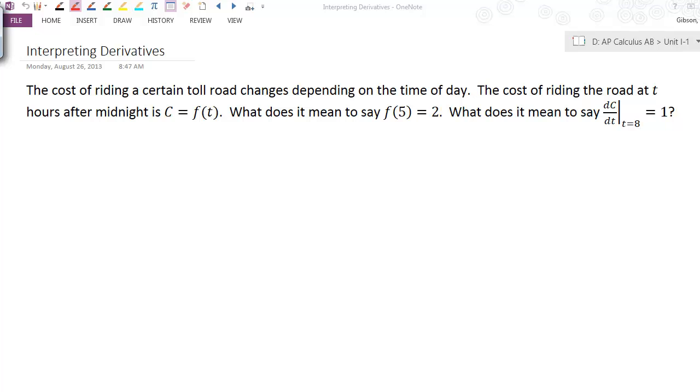is a function C equals f of t, where t is the number of hours after midnight. So 7 a.m. would be t equals 7, 1 p.m. would be t equals 13, and etc. So the first question here asks, what does it mean to say that f of 5 is equal to 2?